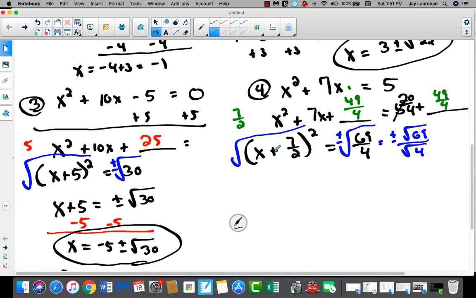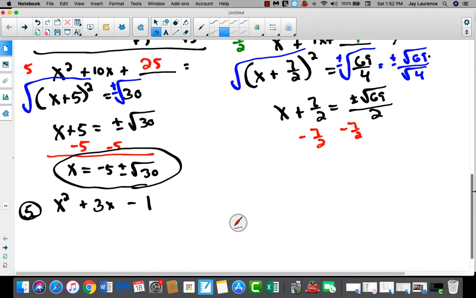Okay, so left-hand side, I'm going to get x plus 7/2, and that's going to equal plus or minus the square root of 69, which is not a perfect square, over 2, because the square root of 4 is. Now I'm going to subtract 7/2 from both sides, and since my two fractions have the same denominator, they're like terms, in other words, I'm going to write my solution this way. -7 plus or minus the square root of 69 over 2. And there's my exact answer.